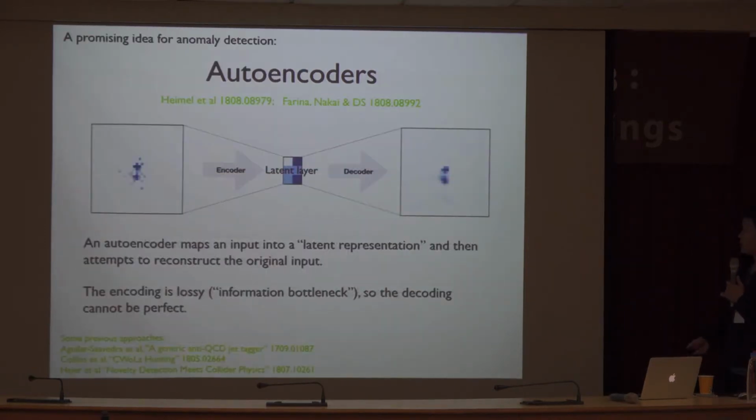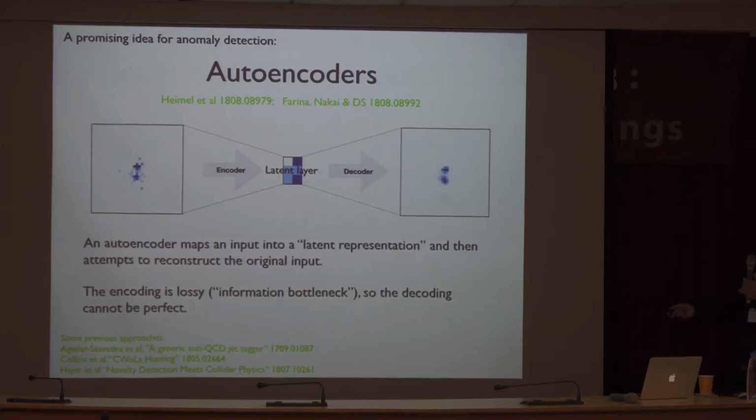Okay. So the idea that we had for how to do unsupervised machine learning for anomaly detection at the LHC is to apply something called an autoencoder to the data. And so we put out this paper in August, and simultaneously the Heidelberg group also, we coordinated the publication. We basically have the same idea.